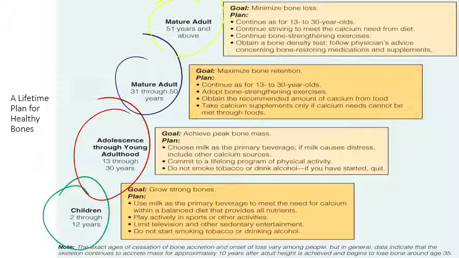Mature adult, 51 years and above. The goal is to minimize bone loss. The plan is to continue as for 13 to 30 years old. Continue striving to meet the calcium and vitamin D needs from diet. Continue bone strengthening exercises. Obtain a bone density test. Follow physician's advice concerning bone restoring medication and supplements.